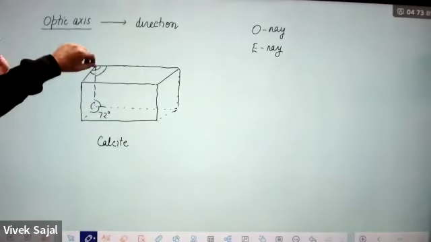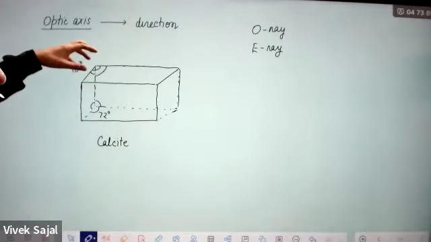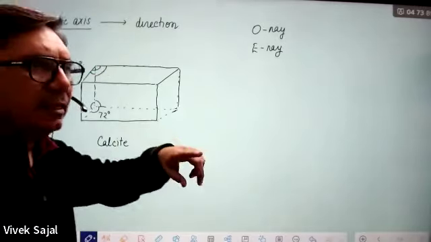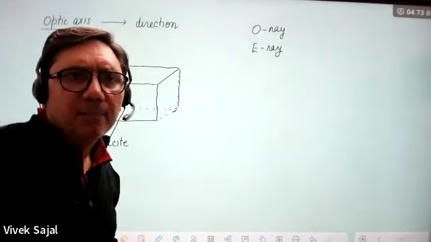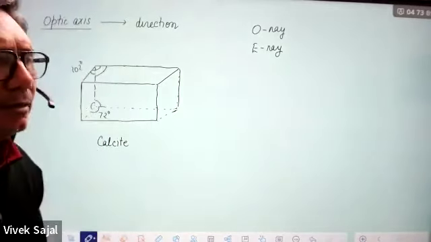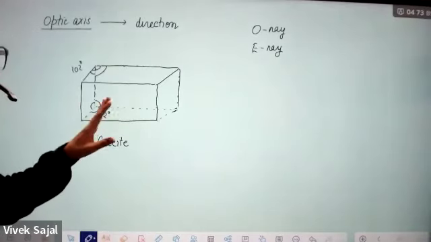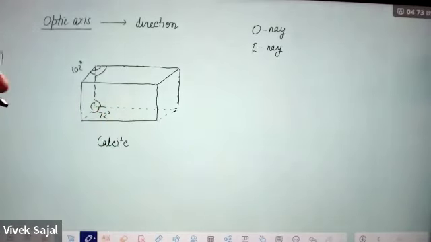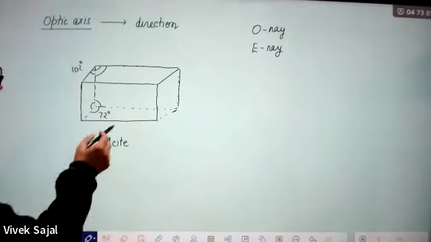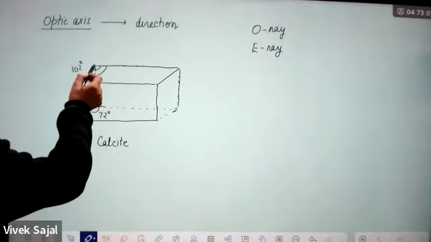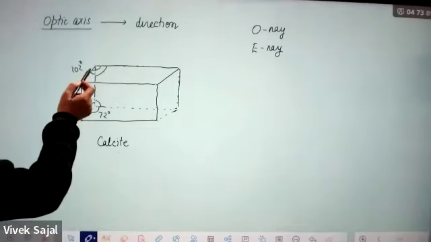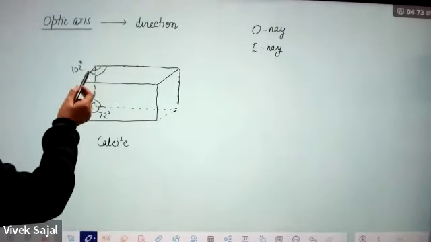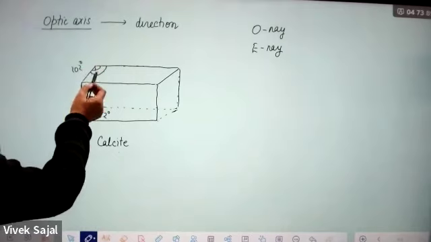So this is known as blunt corner. Where all the three faces are making 102 degree angle at this point, we call it a blunt corner. So I just want to show you the direction of the optic axis for the calcite crystal. So draw a line here. Now draw a line that is passing through this blunt corner and making equal angles with all the three faces.